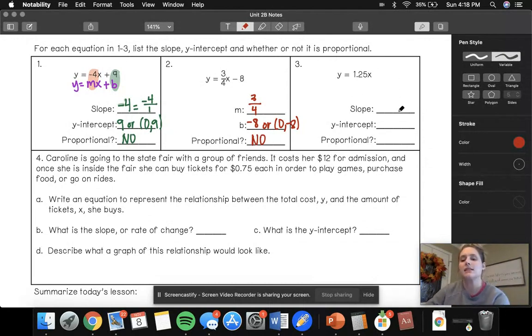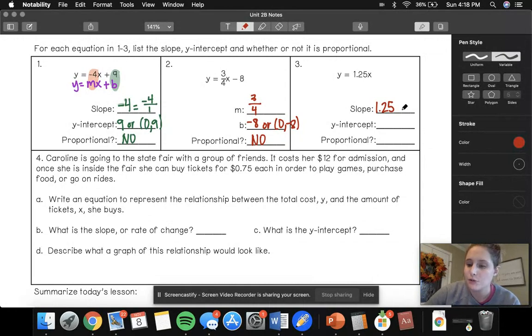Okay, so for the last problem, we have y equals 1.25x. Okay, so our slope is 1.25. Okay, and if you just want to leave it like that, you totally can. You can also convert it into a fraction if you want.